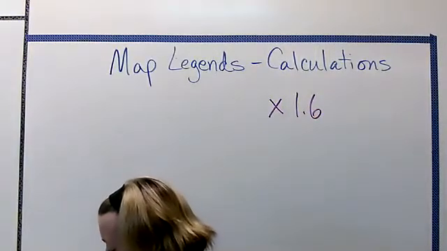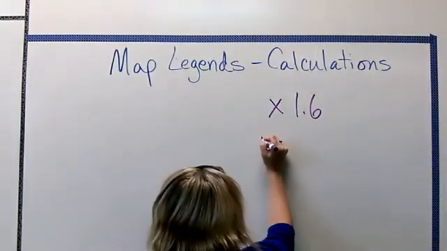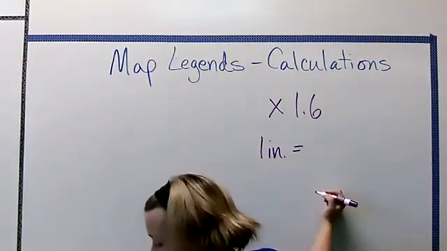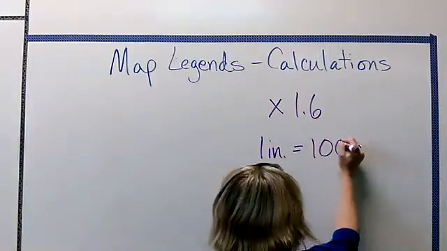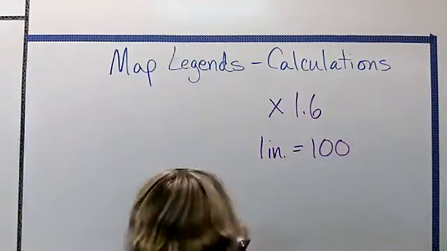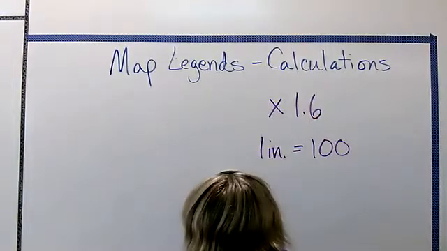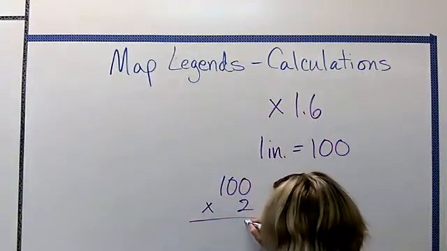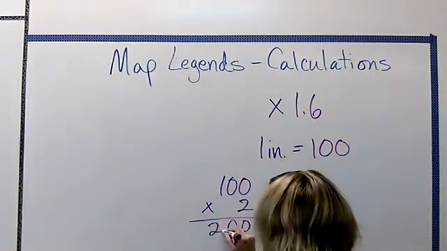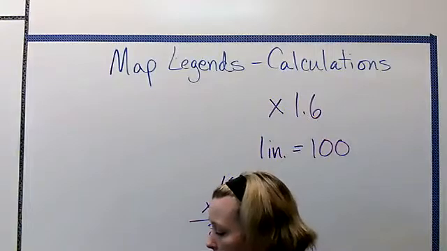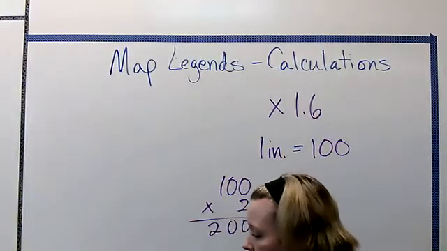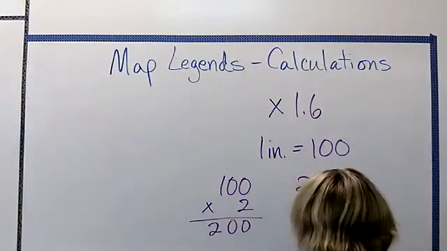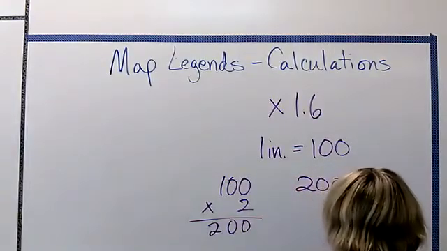So first, 1 inch equals 100 miles. If we're going to do problem 1 together, 2 inches, so 100 times 2, 0, 0, 2 times 1 is 2. So 2 inches on the map equals 200 miles. Then we're going to take this answer, the 200 miles, times 1.6.